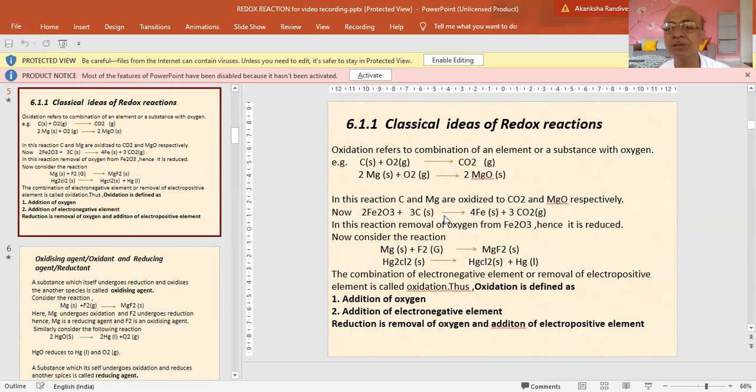And this reaction is called the reduction reaction. That is, Fe2O3 is reduced to Fe.